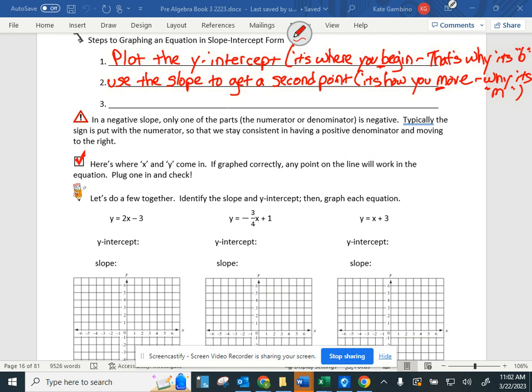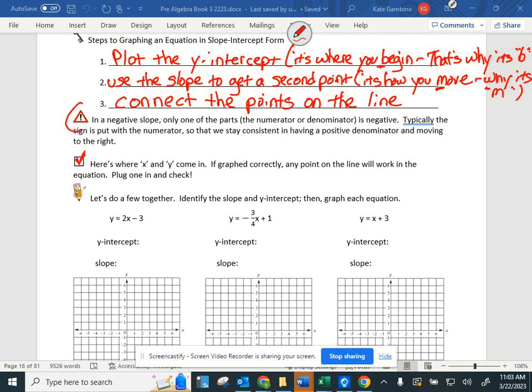Step 3, we're going to connect the points on the line. So you have your first point, the y-intercept. So that's going to be on the y-axis, right? Because x is always 0. Then we use our slope to find a second point. You're going to graph that, and then you just connect your 2 points. You're going to connect to make a line. So we're going to do this together so it makes sense.